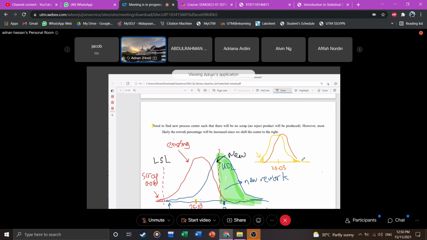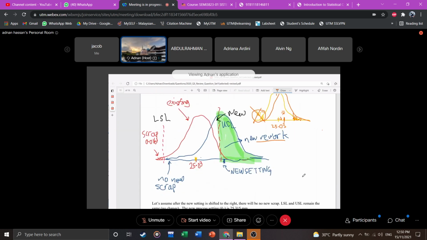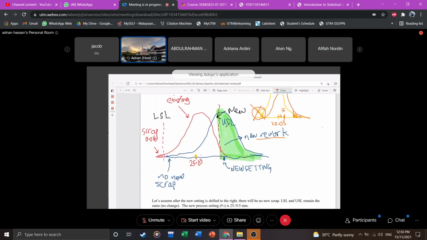You need to shift the mean. This is your mean, right? Now you shift the mean to here, so you get a new mean, the new X bar. Now you eliminate this. So you have more rework, no problem, because you can sell the rework. So this is what this graph is showing: the new setting gives you more rework here.